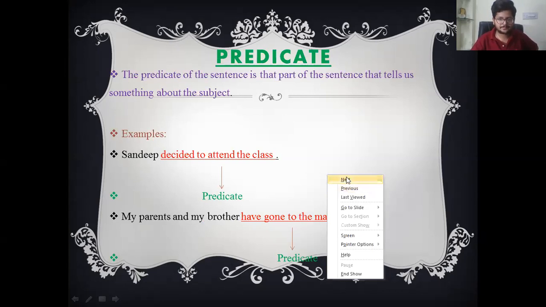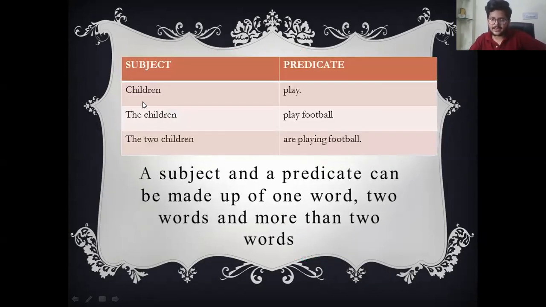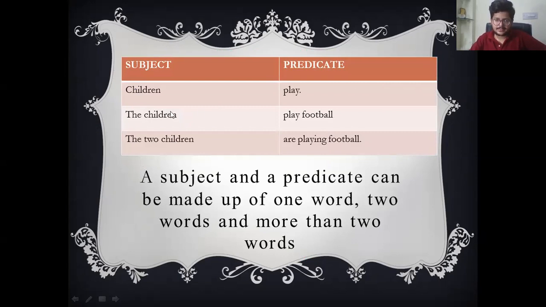Okay. So this is being said here, like children play. Children is the subject, play is the predicate. It has one subject and one predicate. The children played football. The children play football. It is having two subjects and two predicates. The two children are playing football. This is having three subjects and three predicates. Okay. Next.